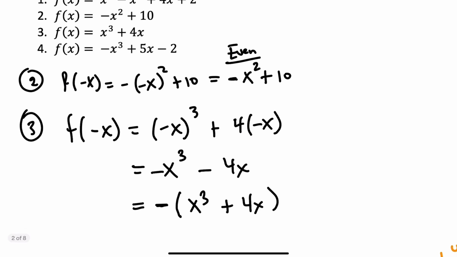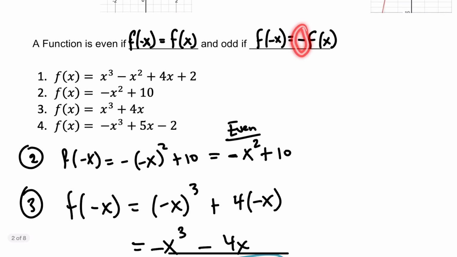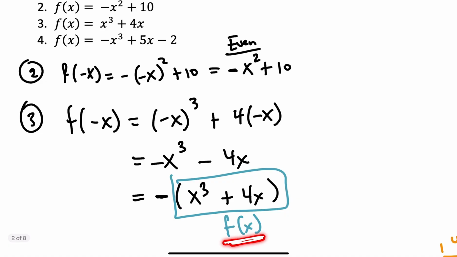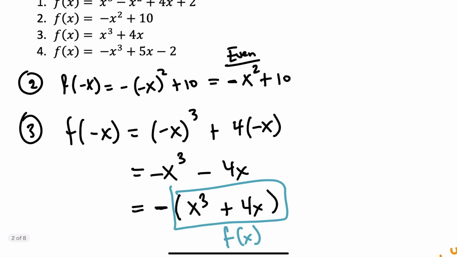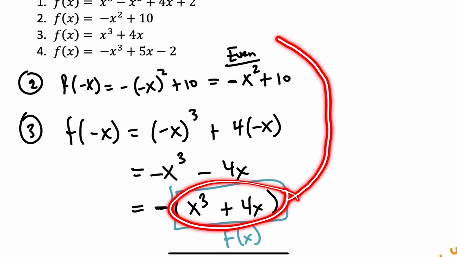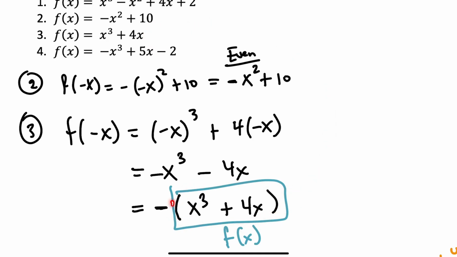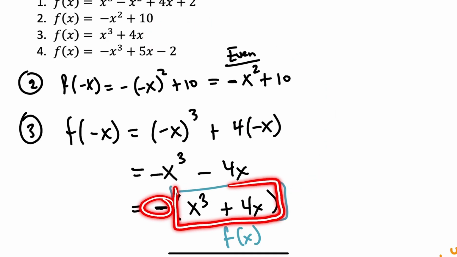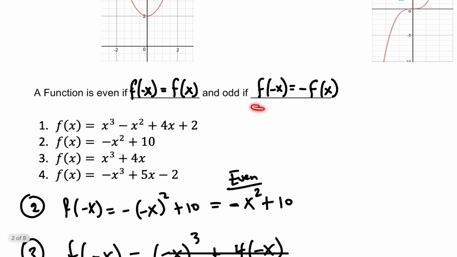Now, this is where you got to pay close attention. Is this f of x? Okay, because if it is, you now have the negative, right, that this has to be. And if you have the negative f of x, then this is going to be an odd function. So does this match the original? And the answer to that should be yes. So see, x cubed plus 4x. So now that you have the negative of f of x, this satisfies this condition. So that means it's odd.